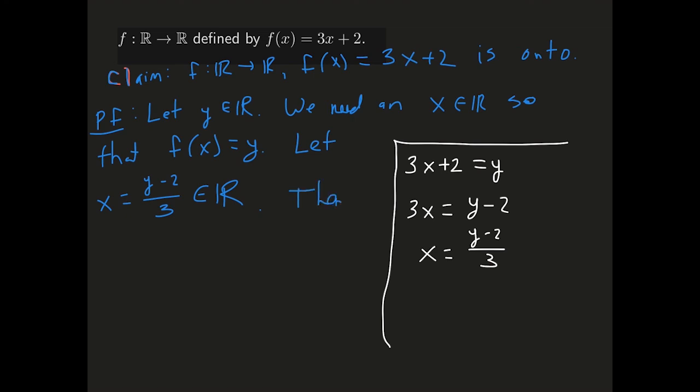Then f of x is equal to, well, I'm going to sub in what my function is. This is going to be 3 multiplied by y minus 2 over 3, plus 2. The 3's cancel, y minus 2 plus 2 equals y. And that's the end of the proof. We did it. We found an x such that f of x is equal to y. And so this is a surjective function.